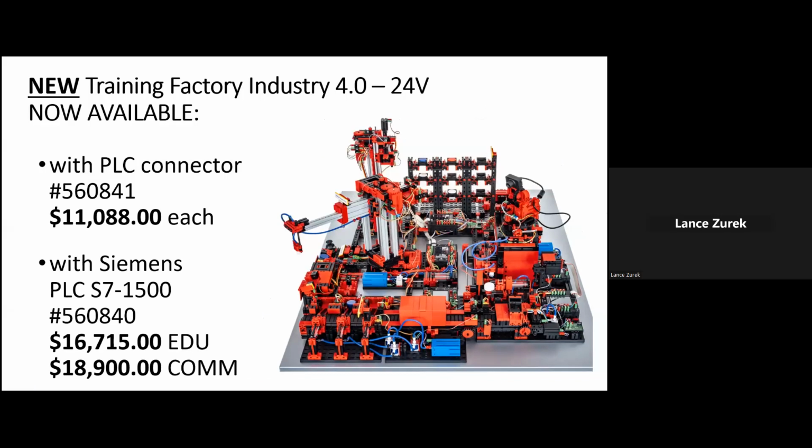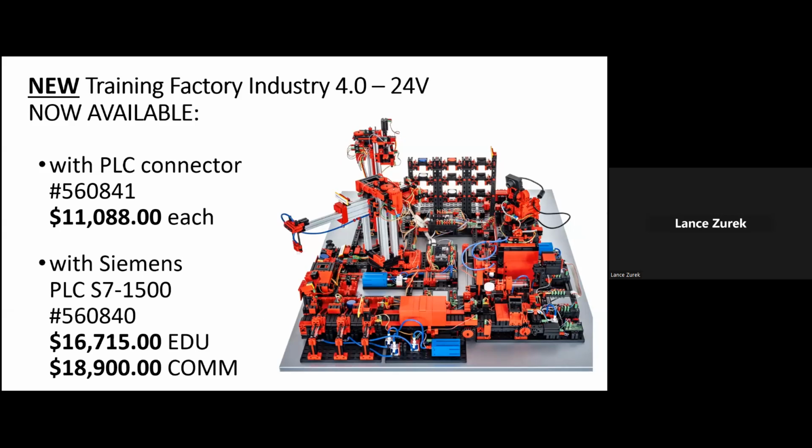There are 2 new variations of the 24-volt factory simulation which are now available. First one is with the PLC connector board. This will include all of the wiring and the board that the PLC itself actually plugs into. So basically what you need to provide here is the PLC itself. So it's got the rest of the things, the power supply, what have you. You are looking at a cost currently of $11,088 per unit for one of these with the PLC connector.